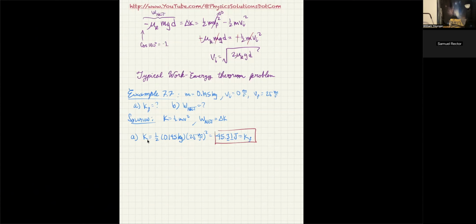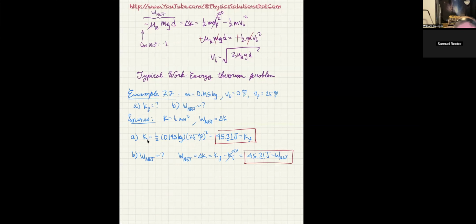And then B, they want to know W net equals question mark. Well, we know W net is equal to the change in kinetic energy, which is equal to the kinetic energy final minus kinetic energy initial. But the kinetic energy initial is zero, so we get that the net work is 45.31 joules, and that's it.